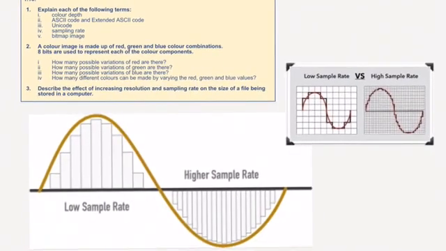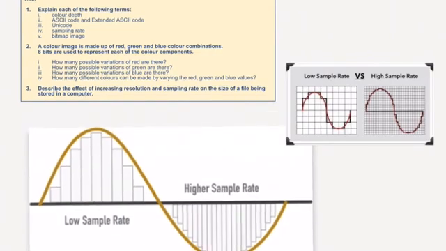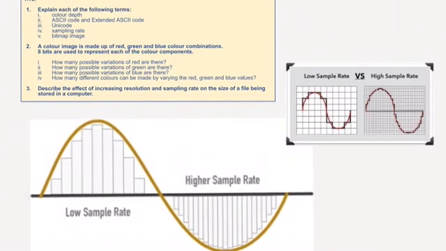Okay, let's bring these 2 images in. First of all, we'll start with the big image here. The sampling rate is basically the number of samples taken per second. So if you can see here, we've got on the left-hand side a very low sample rate. But as this increases, here's a higher sample rate, the sound quality is improved massively.